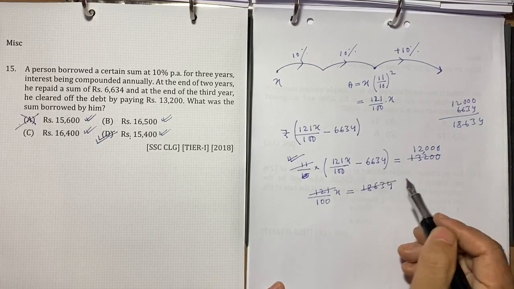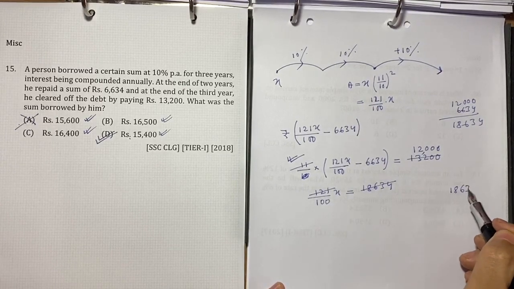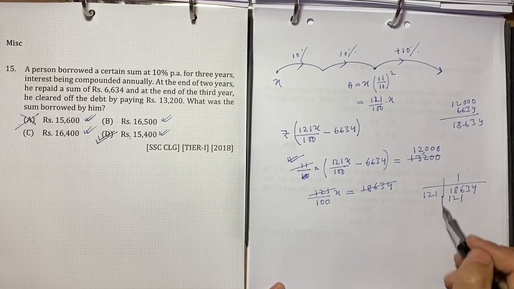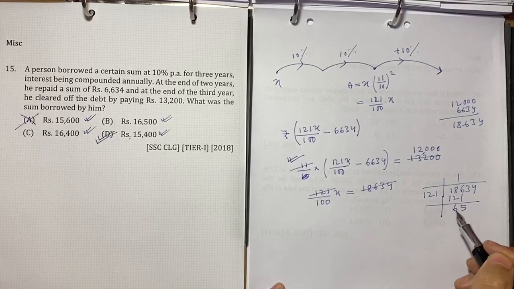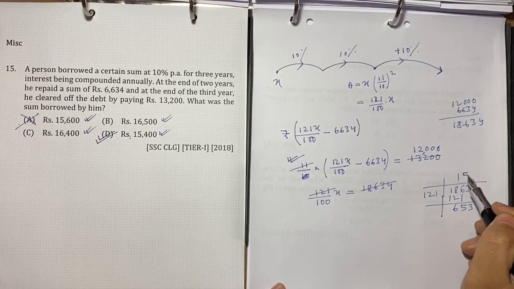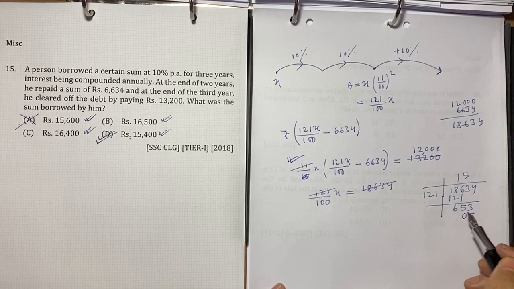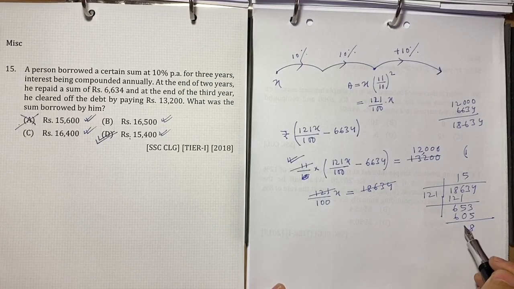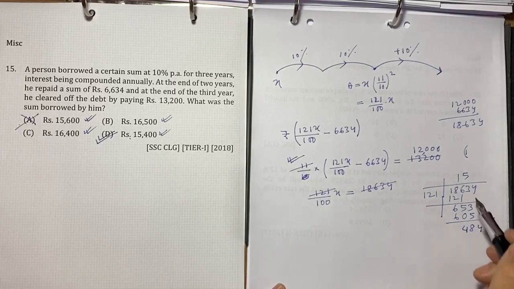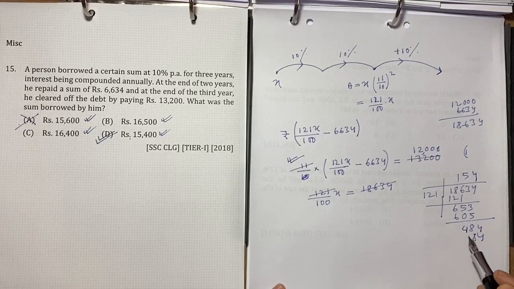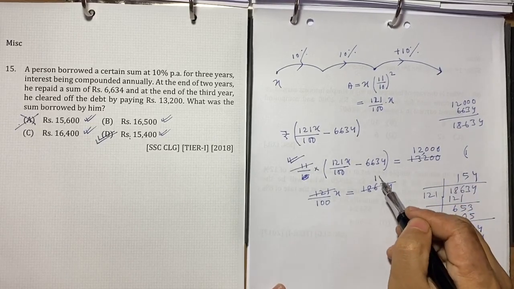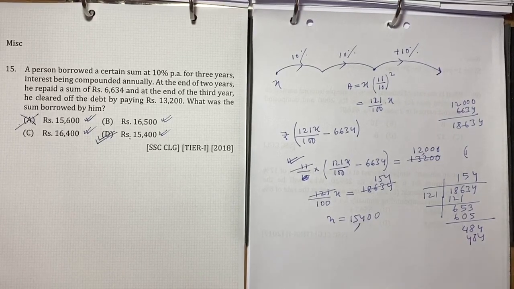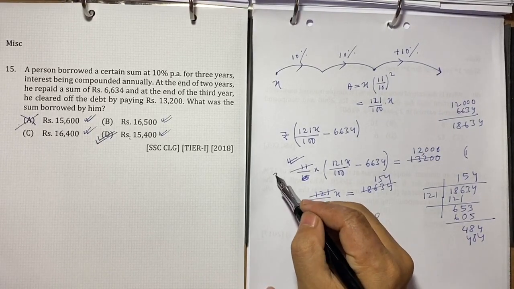18634 to 1 to 1, so this will be 5, this will be 6, this will be 3. So 1 5, this will be 5, 10, 1 in hand, 5, 6, so this will be 8, this will be 4, this will be 4. We cancel, so 154x equal to 15400. This is the equation.